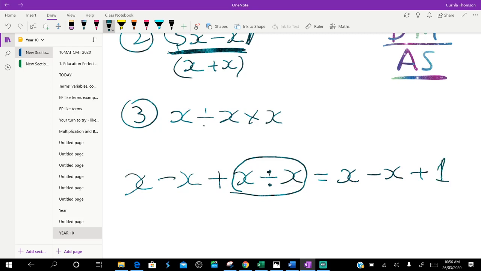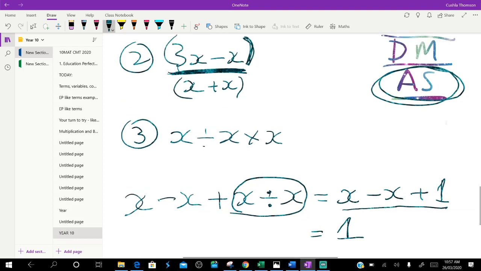And now, on my next line, I'm going to just go in the order I find it, because addition and subtraction are like the same kind of traffic. They're cars sitting at the same set of traffic lights, right? So x take away x is 0 plus 1 is 1. So that's how we do that one there, right?